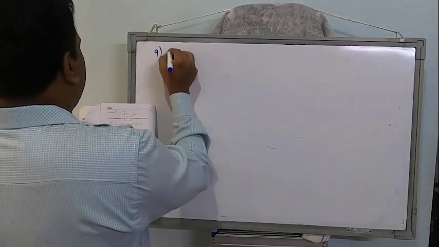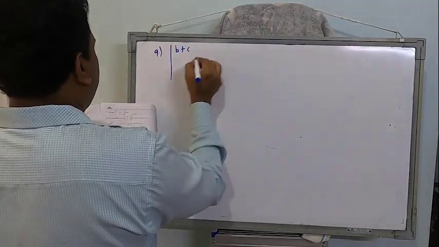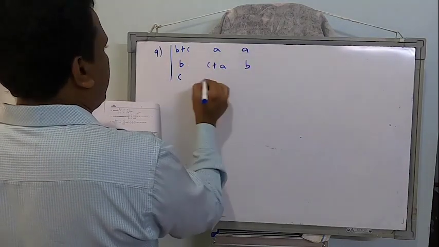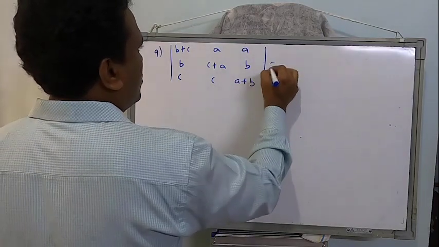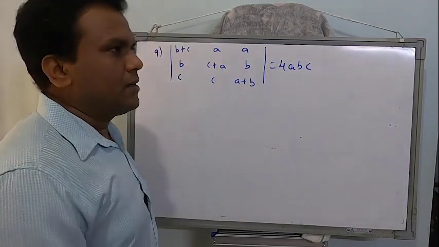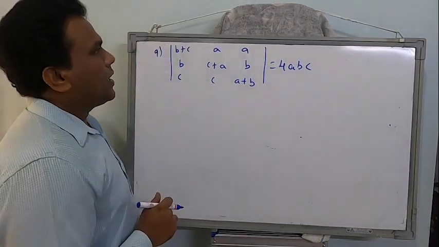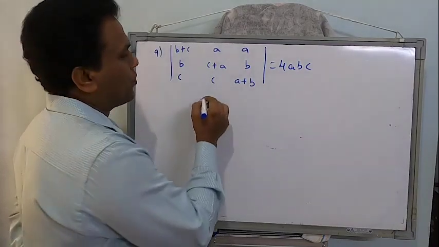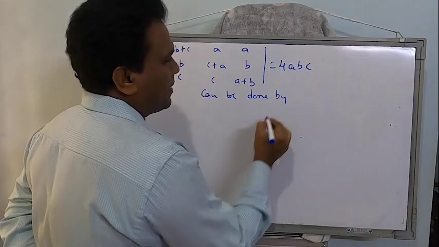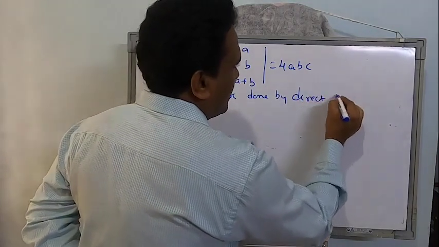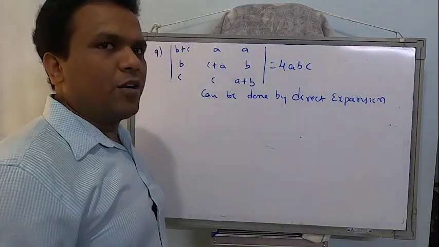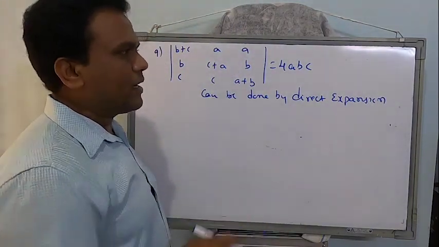Problem number 9. Prove that the determinant with rows b plus c, a, b; c plus a, b, c; a plus b, c, a has the value 4abc. Many times this problem is given. Simple one. Actually, this problem can be done by direct expansion because it's a simple one. I will suggest, if you don't remember any properties, please don't hesitate, just do direct expansion.